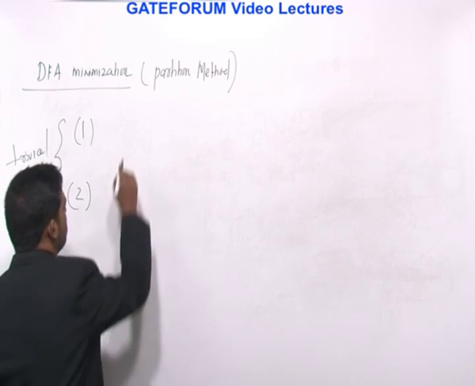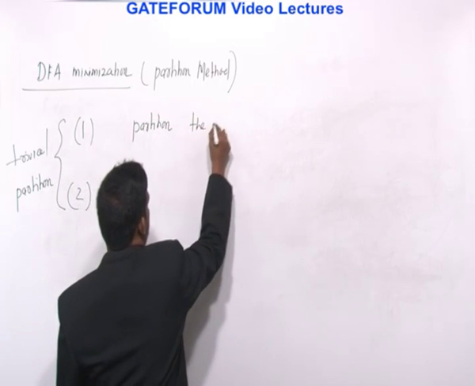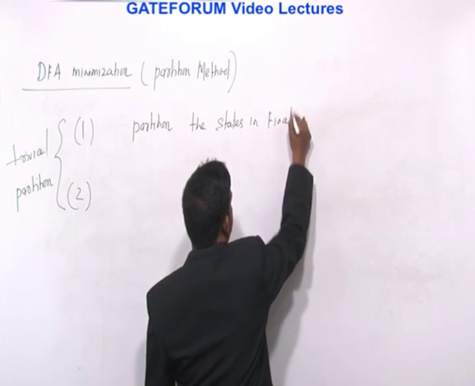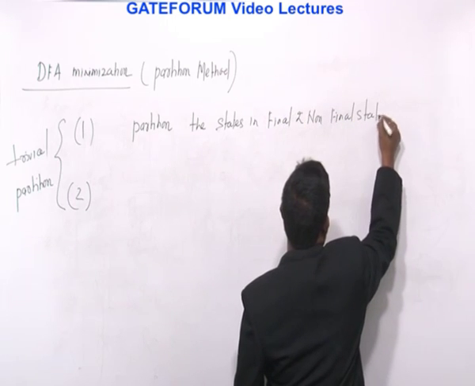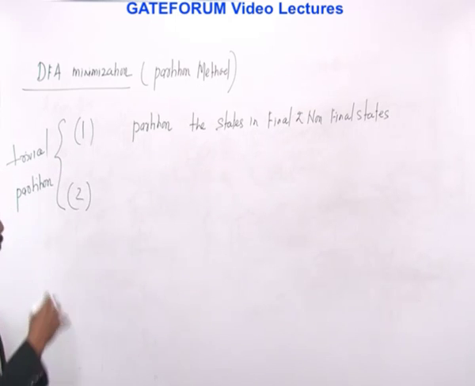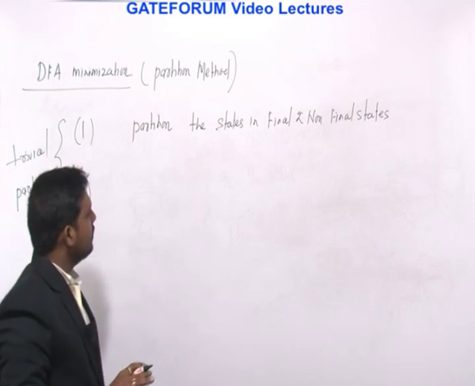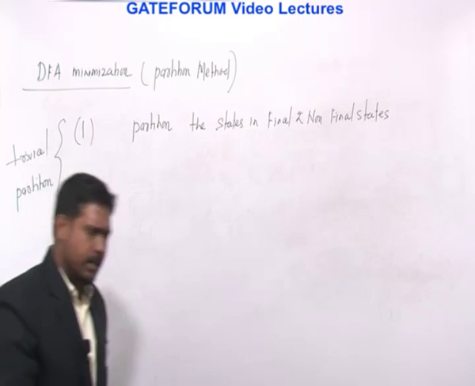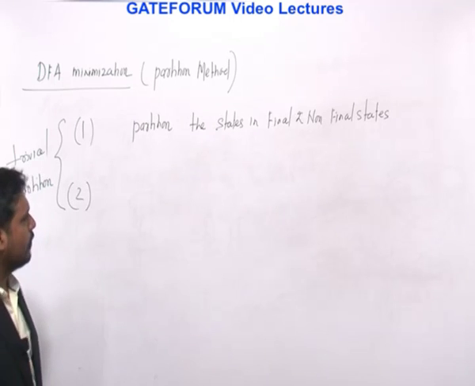So the first partition is to partition the states into final and non-final states. I will take up an example, but let me just write down these few methods first. So partition the entire set of states into final and non-final states. One partition will consist of the entire final states, and another partition will consist of the entire non-final states. So partition them into two different sets.